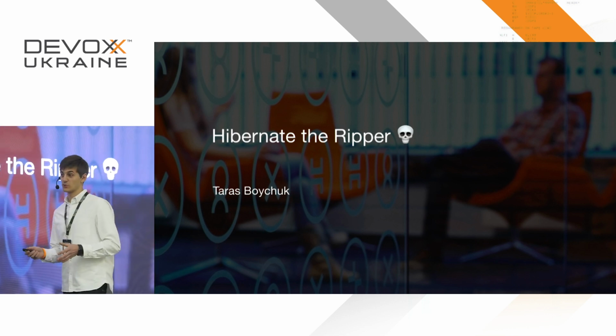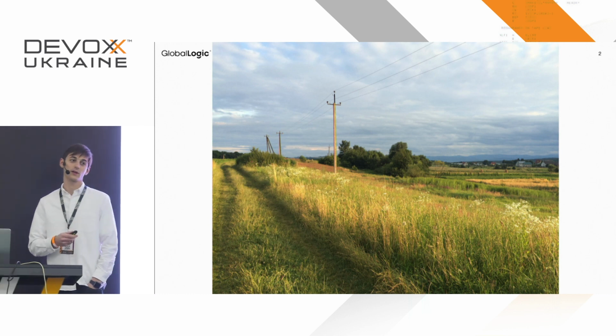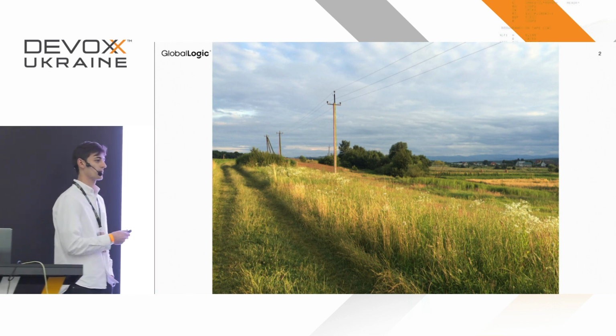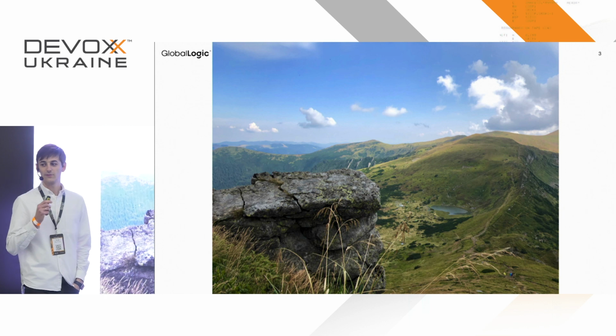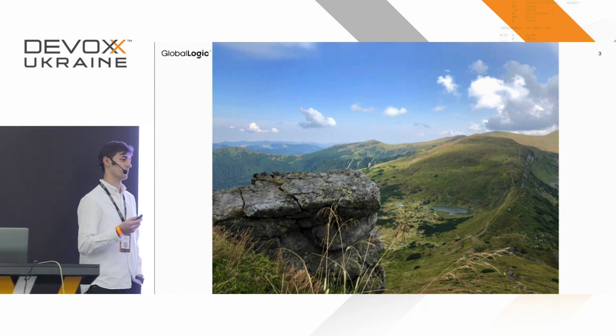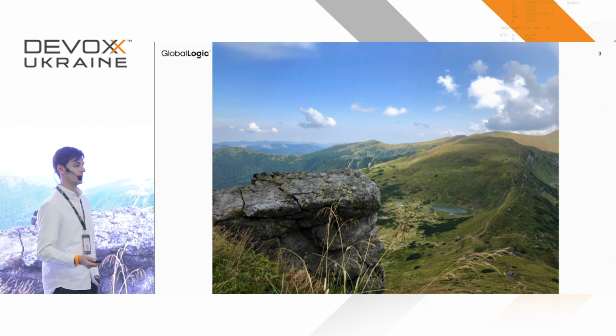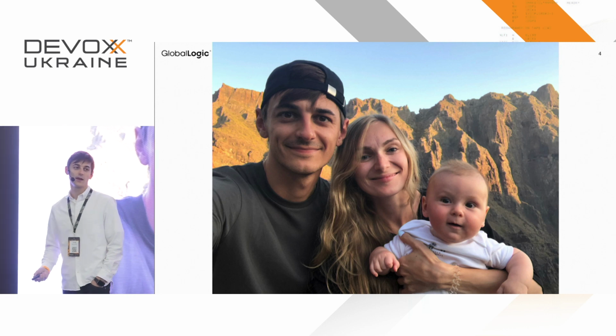My name is Boychuk. I grew up in the village in western Ukraine, not far from the Carpathian Mountains. I fell in love with mountains when I was a kid, and I still really love them now. And the only thing in my life I love more than mountains is my family. Together with my beautiful wife and our little son, we live here in Kyiv.